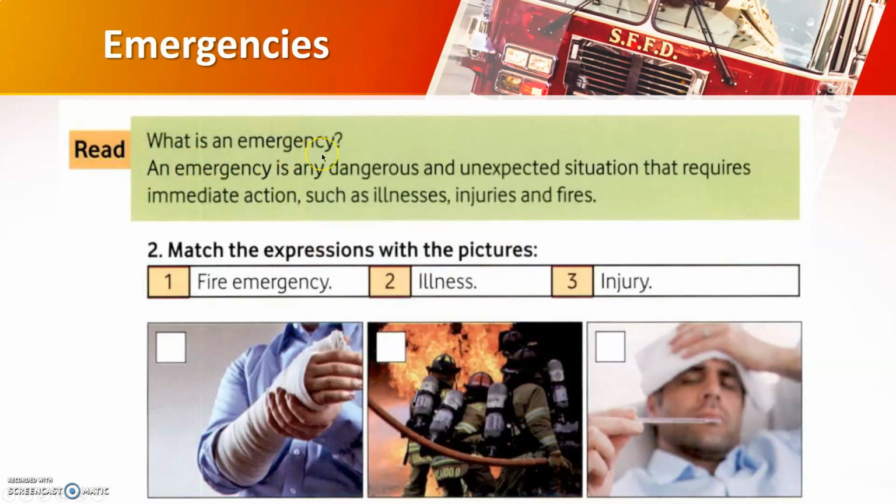What is an emergency? This is the definition of an emergency, and then look at these 3 images. Each one talks about some kind of emergency. Match the words with the correct emergency.